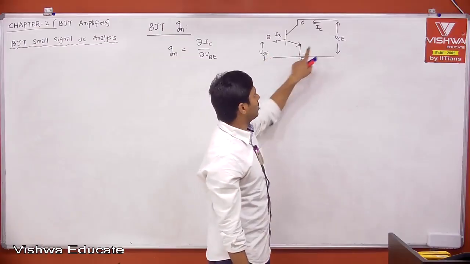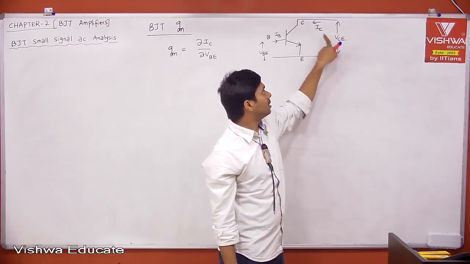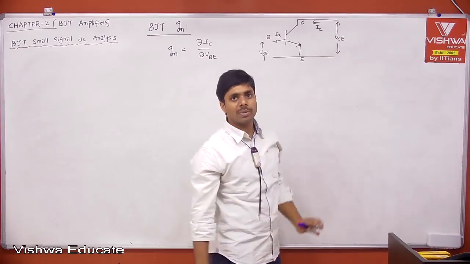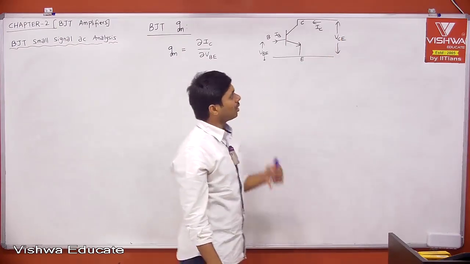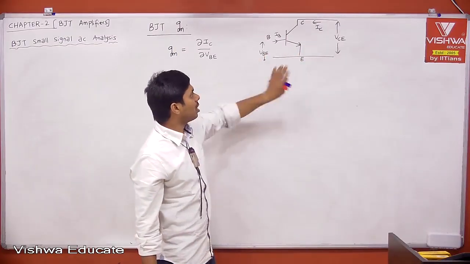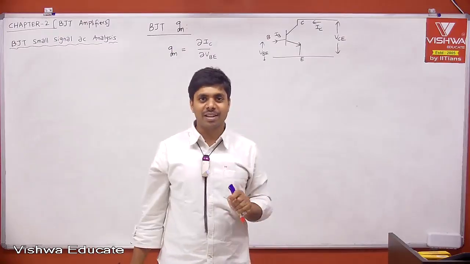I agree. But your IC is also controlled by VCE because of base width modulation. Your IC is also a function of VCE. If VCE is increasing, your IC is also increasing. That is because of base width modulation. But what I want to know is the change in IC only because of VBE, not because of anything else. You remember, it is something like output impedance, right?